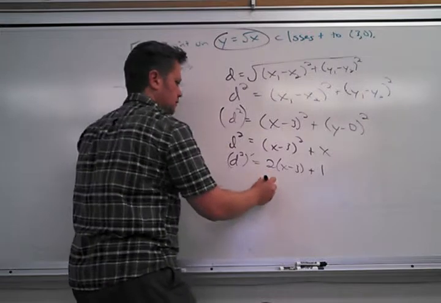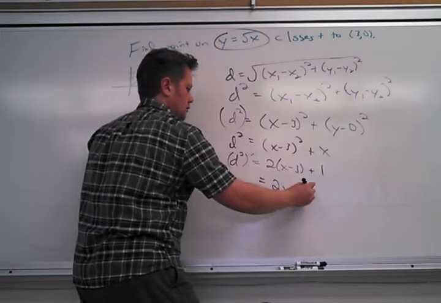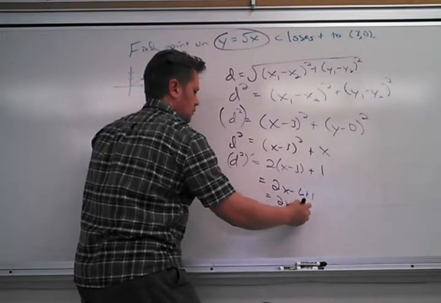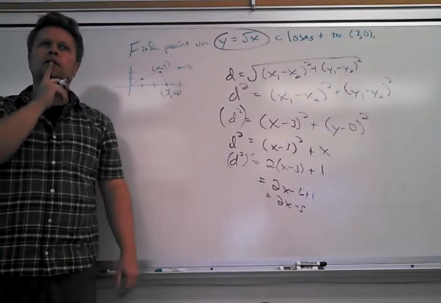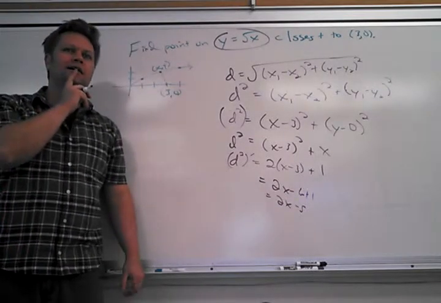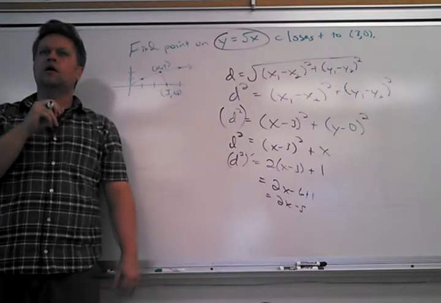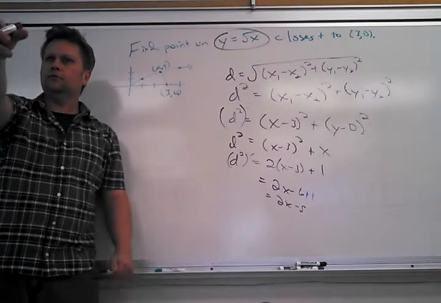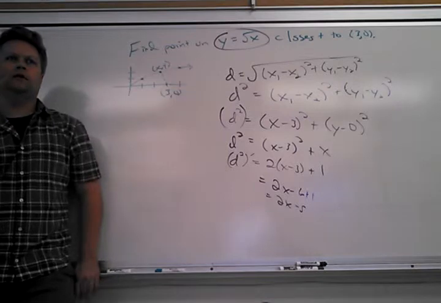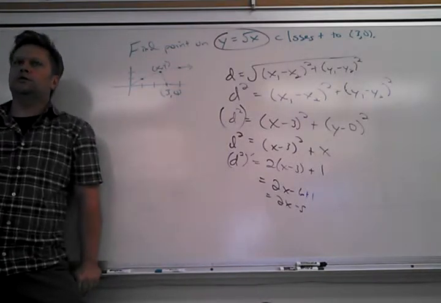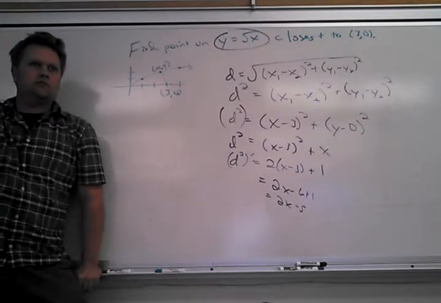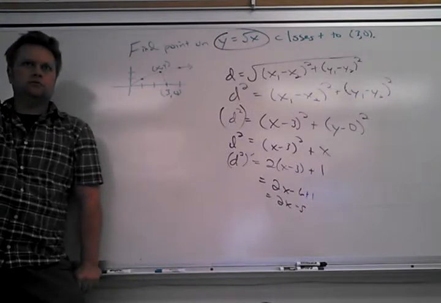So I get 2x minus 6 plus 1, which is 2x minus 1. And then what do I want to do with this? Solve for x. You're missing one thing: set it equal to 0. If I'm trying to find the minimum distance, I take its derivative and find where it turns, and this is going to be where the slope is 0.